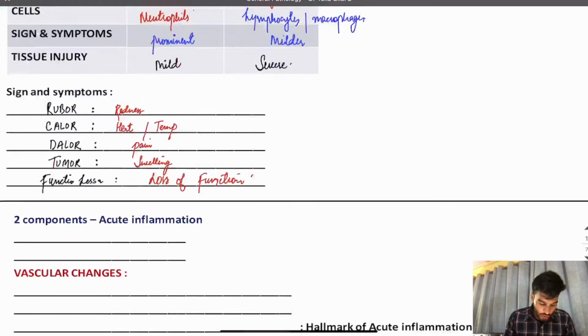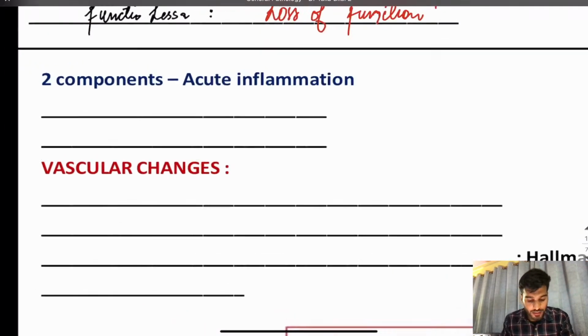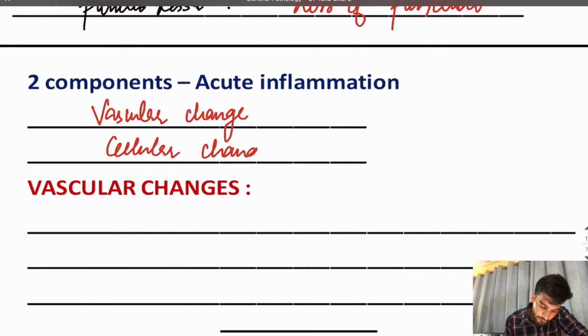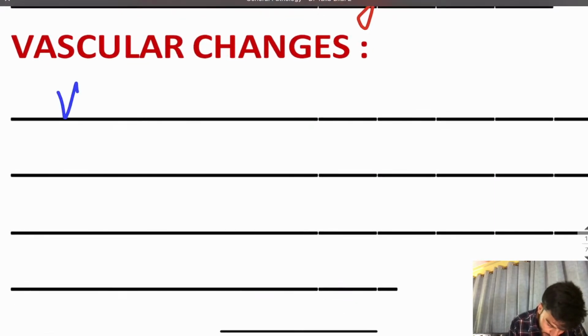Now further, in acute inflammation, how many components do we have, guys? We have two components: a vascular change, the change that will take place in the vessels, and a cellular change. If I talk about the vascular change, the first change in the vessels will be vasoconstriction followed by vasodilation. So what will happen first, guys? Vasoconstriction.